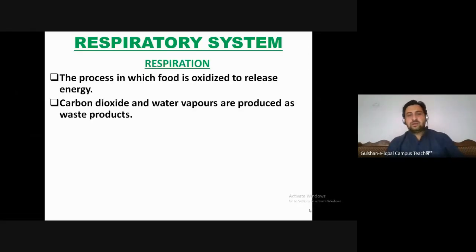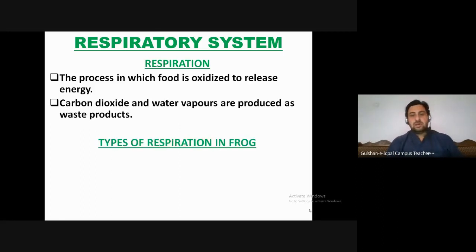And breathing is a process in which carbon dioxide gas is released and oxygen gas is taken in, okay? So carbon dioxide and water vapors are produced as waste products during respiration, and oxygen is utilized as a raw material along with the food. There are three different types of respiration in the frog. So it means that the frog respires by different means. They have different modes of respiration. Let's discuss the different modes of respiration in the frog.